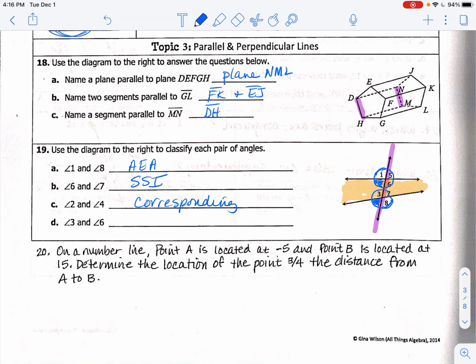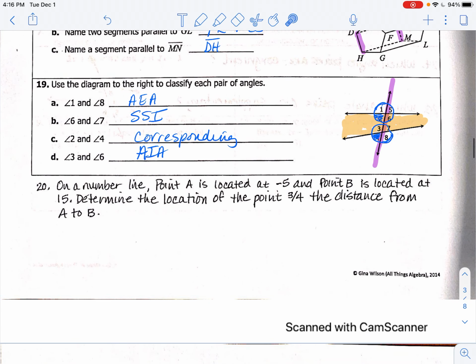Attention faculty, students, all. Please move all vehicles from the banned parking lot immediately.